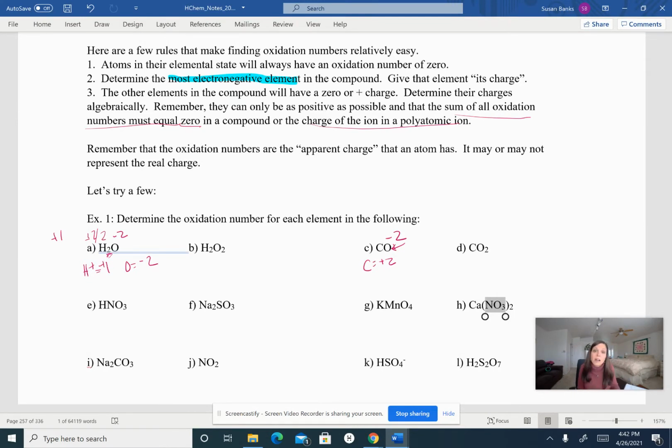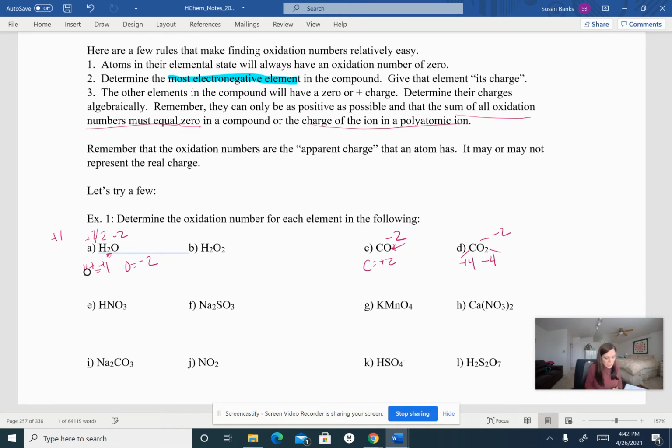All right, let's look at carbon dioxide. Once again, we are going to start with the most electronegative element, which is oxygen, and assign oxygen a -2. We've got 2 of them, so 2 times -2 gives us a grand total of -4. So what plus -4 equals 0? What does that carbon have to be? Hopefully you said +4. So the carbon is +4 and the oxygen is -2.